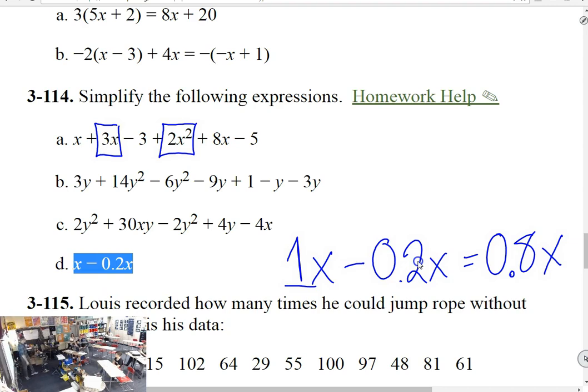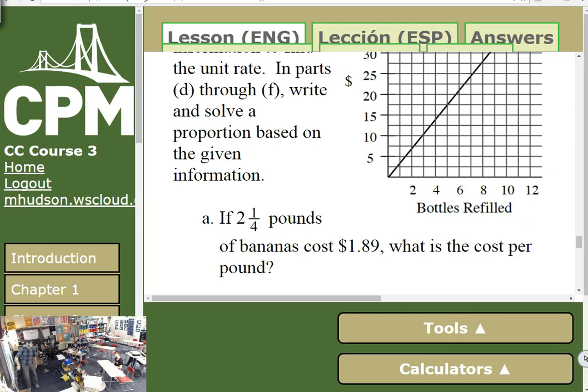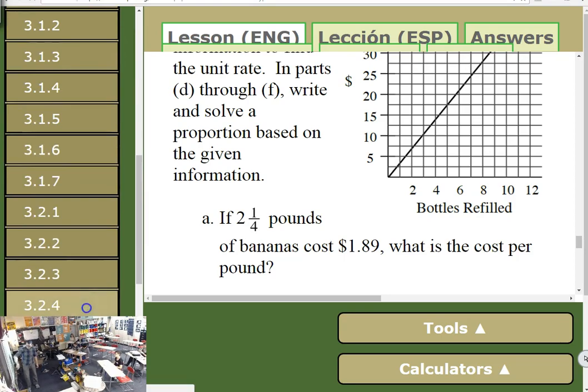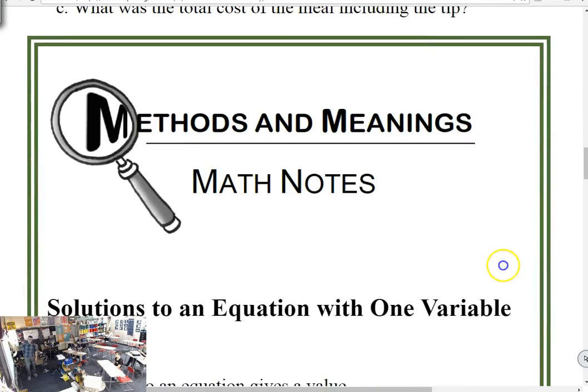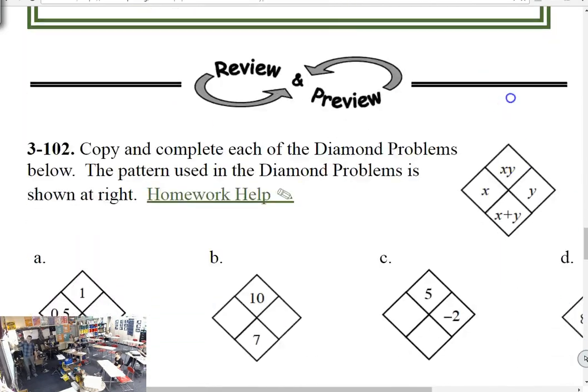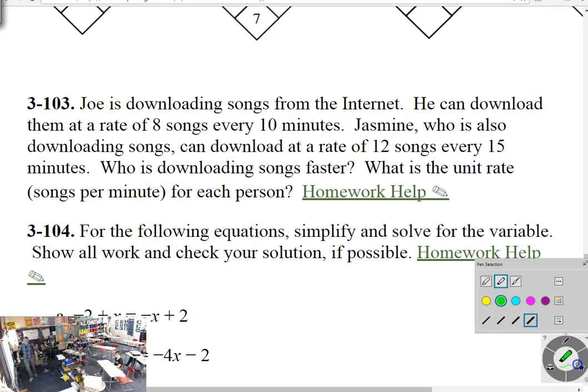Any other homework questions? We need to start, but yeah, 9. 103. Oh, I like this problem. That's why I kept it.